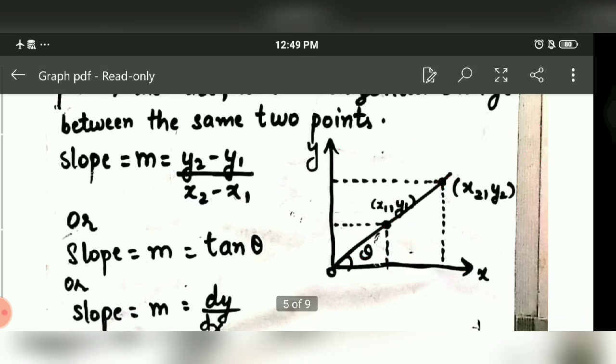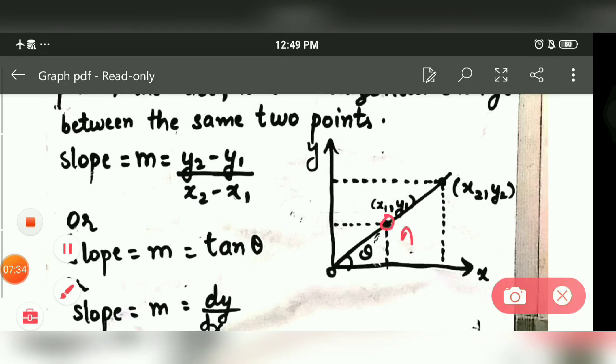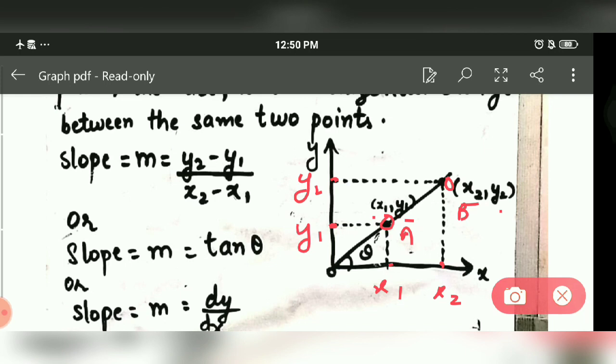So if we take two points here, point A and point B, say this point has coordinates x1, y1, and this point has coordinates x2, y2. So this point is going to be x1, y1, and this is going to be x2, y2. So the change along the vertical is what? This is y2, this is y1.